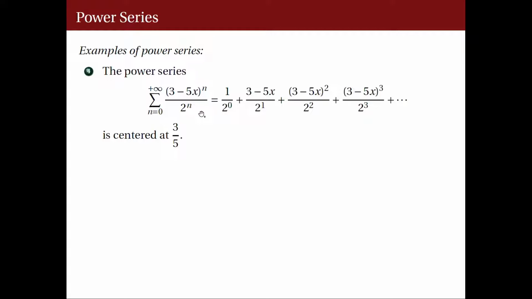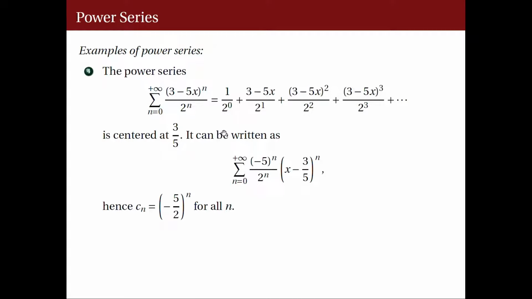Actually, we can factor out -5 from the expression 3 minus 5x in order to get the following form. So our power series can be written as sum of (-5) to the n over 2 to the n times (x minus 3/5) to the n, n equals 0 to positive infinity. In this form, it is clear that our power series is centered at 3 over 5 with constant (-5) to the n over 2 to the n.